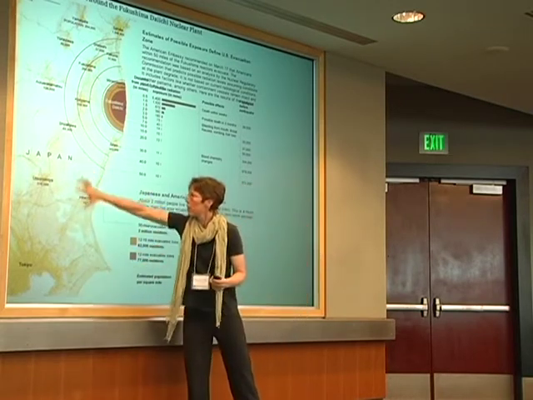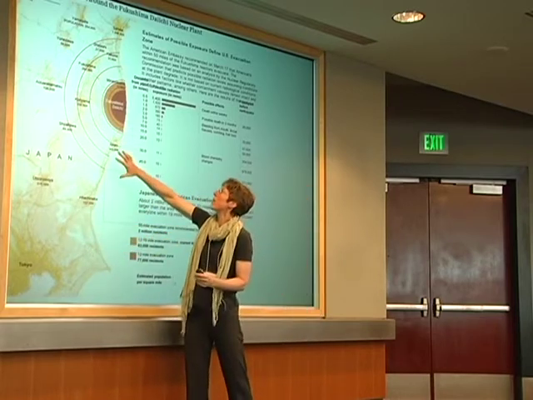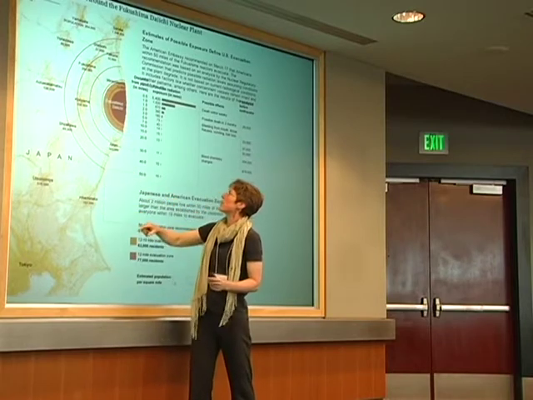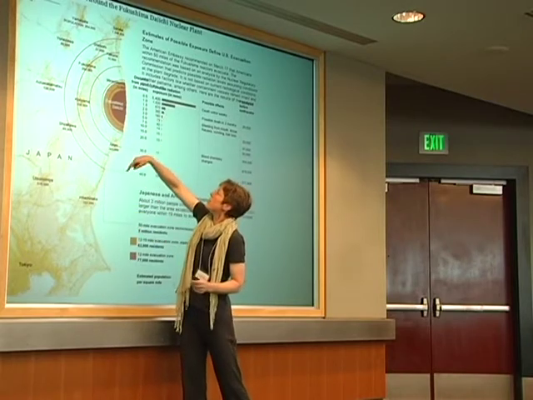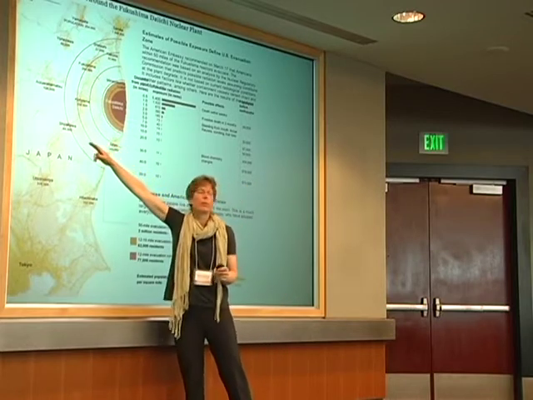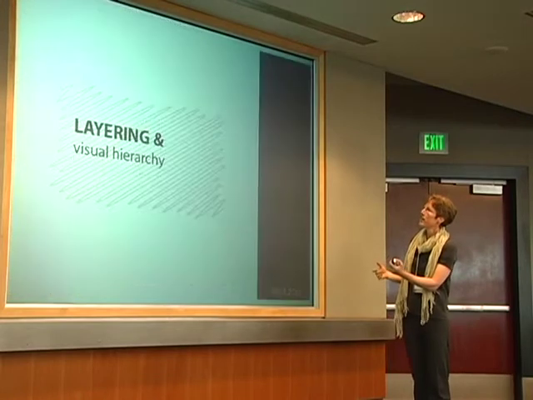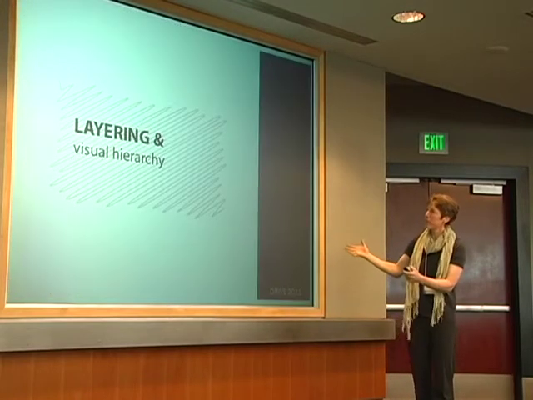So we've got all of this information about population density, and yet it's not competing with the labels, for example. And these zones with the red lines, you know, if they were black, they would compete quite heavily with the text, but they're not. So it's all very well done. Okay, so that's layering and visual hierarchy.